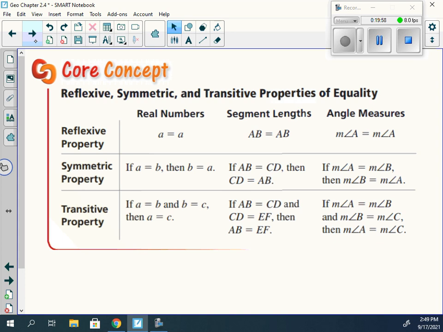We can flip it. Transitive property. If A is equal to B and B is equal to C, then A is equal to C. If AB is equal to CD, and we know that CD is equal to EF, then AB is equal to EF. And that's the transitive property. Because, especially with the transitive property, if I can show that these two are the same and these two are the same, then I can know that AB is equal to EF.